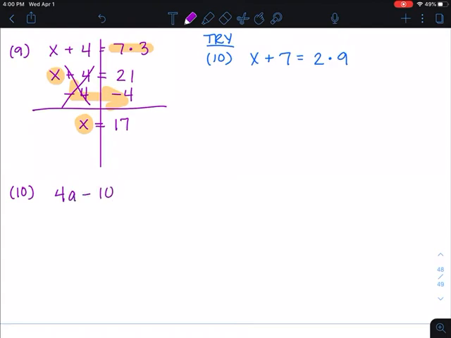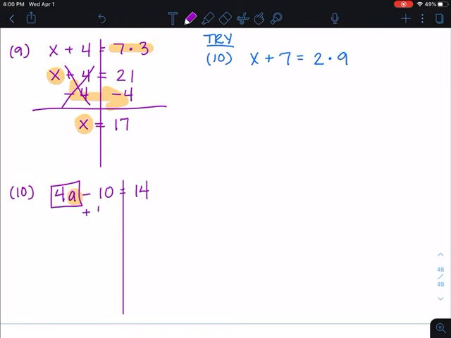And number 10, I have 4a minus 10 is equal to 14. I'm going to draw a line down my equal sign. I want to get a by itself. The 4 is connected to the a. We're going to save that for last. We're going to do the minus 10 first.